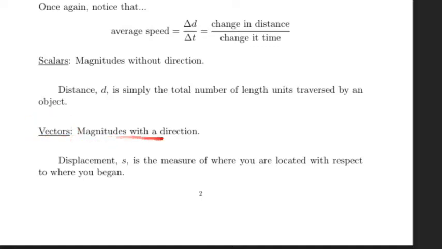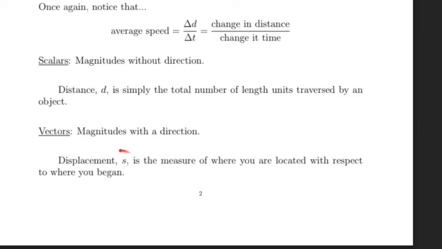A vector is a magnitude with a direction. So as soon as you attach a direction to it, like let's say 10 kilometers north, okay, 10 kilometers southeast, or just give a direction to it, then it becomes a vector. Displacement is the vector version of distance. So when we talk about the displacement that an object has, not only are we implying a distance, but also a direction here.